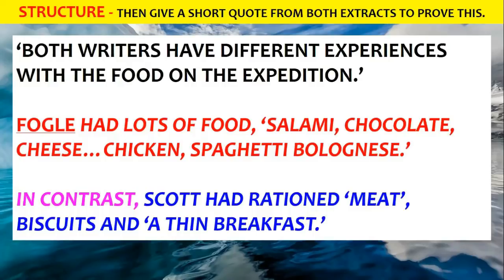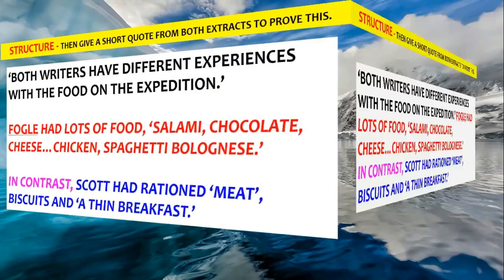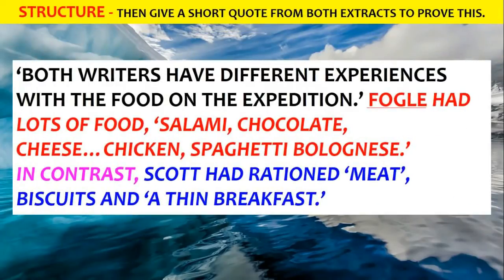So all I've done is my overview, said they have different experiences, and then I've proved it. Fogle had lots of food, quote. Scott had hardly any food, quote. Okay, then there it is together. Both writers have different experiences with the food on the expedition. Fogle had lots of food: salami, chocolate, cheese, chicken, spaghetti bolognese. In contrast, Scott had rationed meat, biscuits and a thin breakfast. Really clear, really easy.